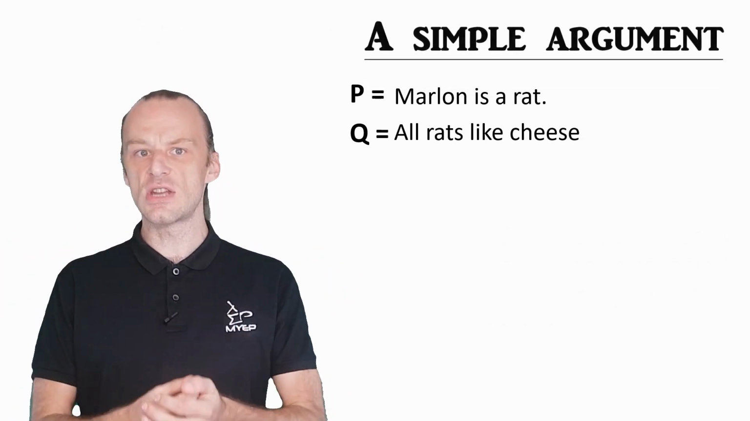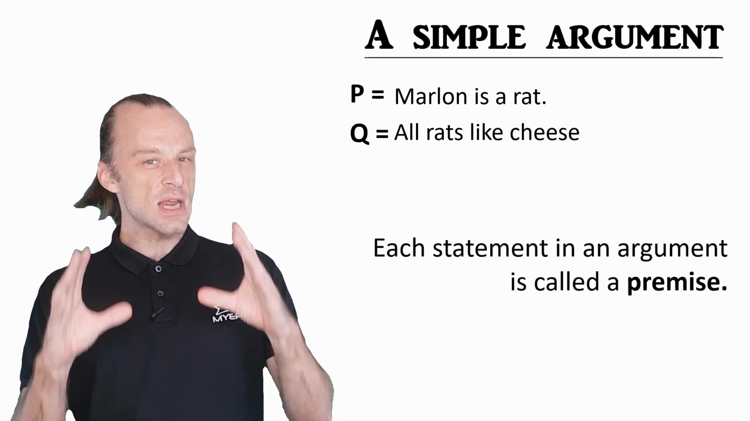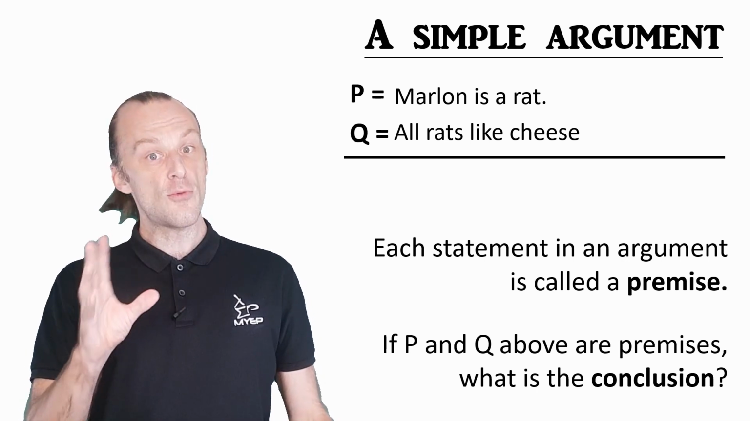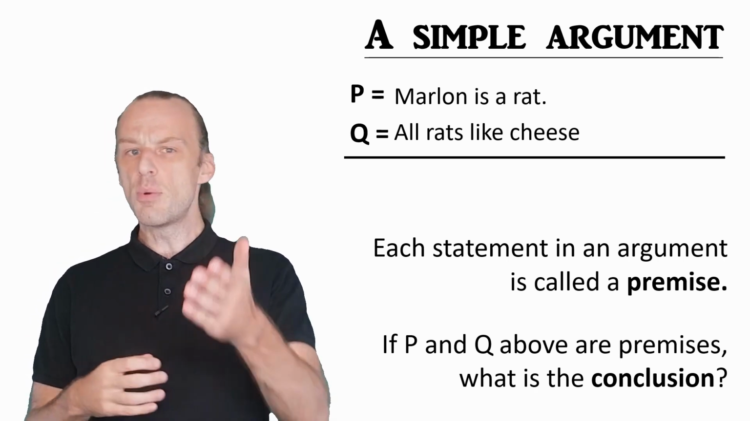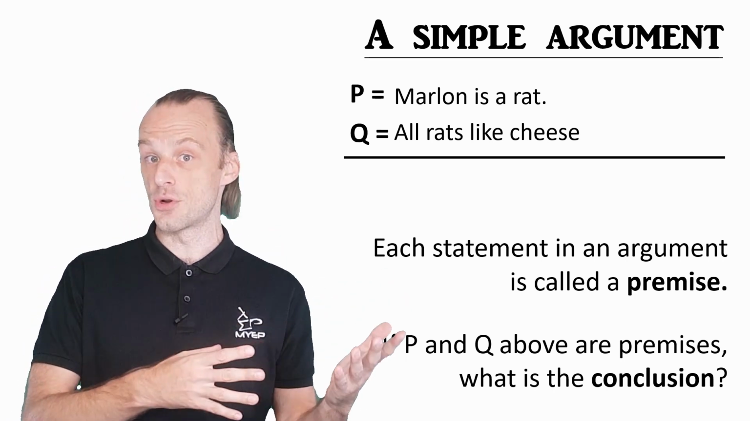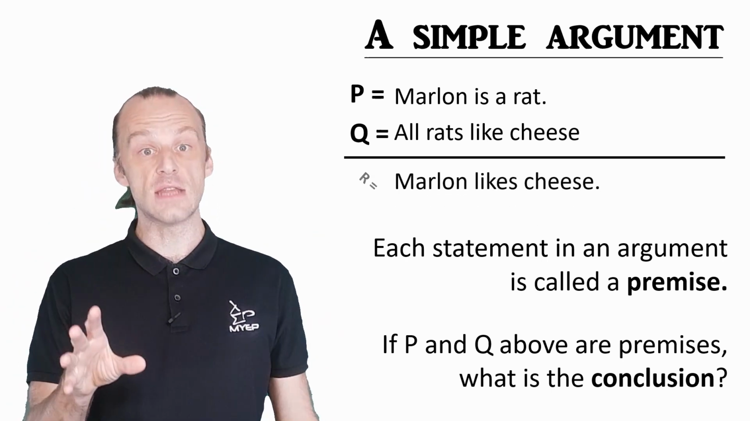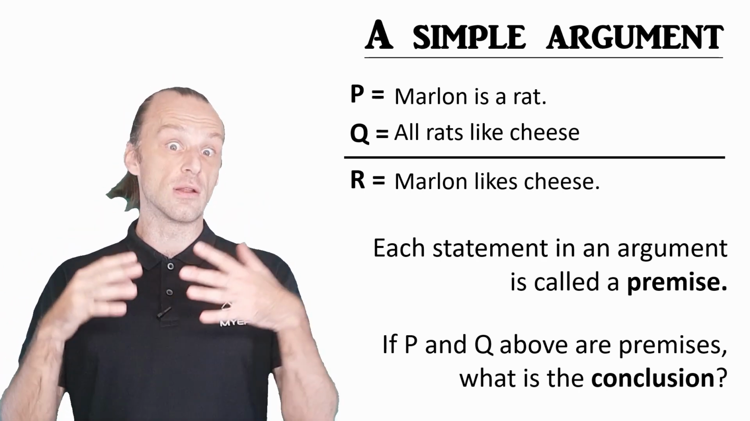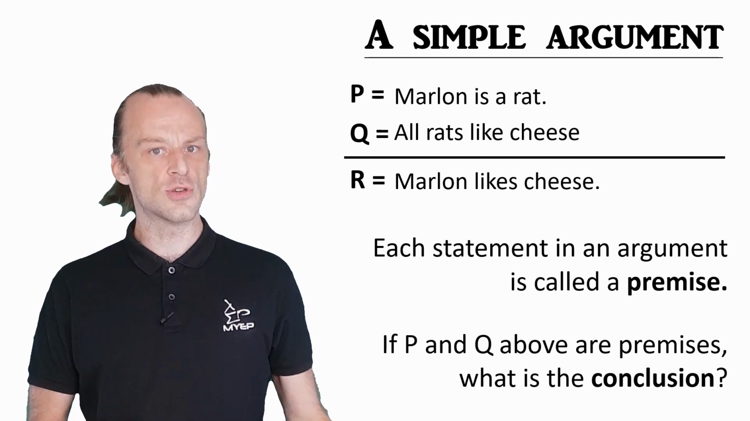Now that we have two simple statements, we can make a simple argument. When we make an argument with statements, each statement is called a premise, and these lead to the conclusion of the argument. So if we have premises P and Q, like above, then what do you think the conclusion would be? Pause if you want to come up with your own attempt, but I'll tell you that if Marlon is a rat is true, and all rats like cheese is true, then we can conclude from our premises that Marlon likes cheese. We can call this R. This is almost too simple to be a real argument, but you can see the idea of connecting statements with logic to lead to conclusions.